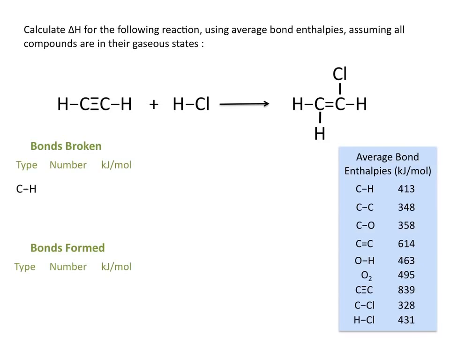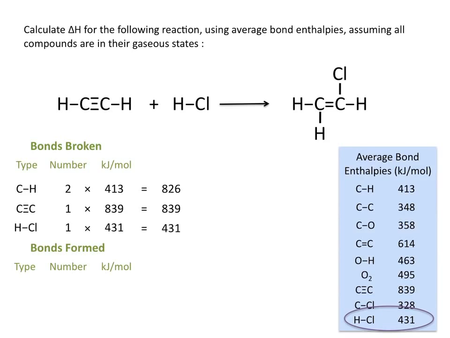When I look at the reactant side, I see that I have carbon-hydrogen single bonds, and I have 2 of them. And then I multiply that by the average bond enthalpy for a carbon-hydrogen single bond. I also have a carbon-carbon triple bond, only 1 of those, and I multiply that by the average bond enthalpy for a carbon-carbon triple bond. I also have 1 mole of hydrogen-chlorine bonds. And again, I multiply that by the average bond enthalpy for a hydrogen-chlorine single bond.